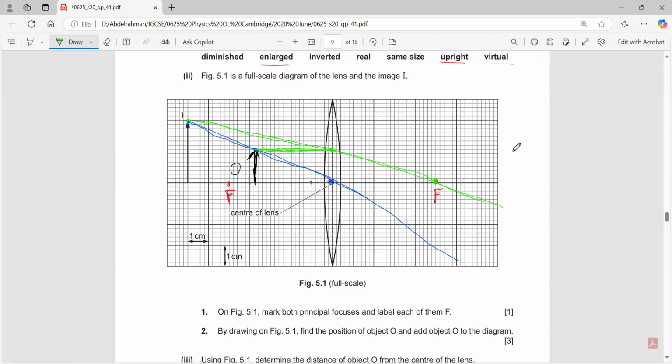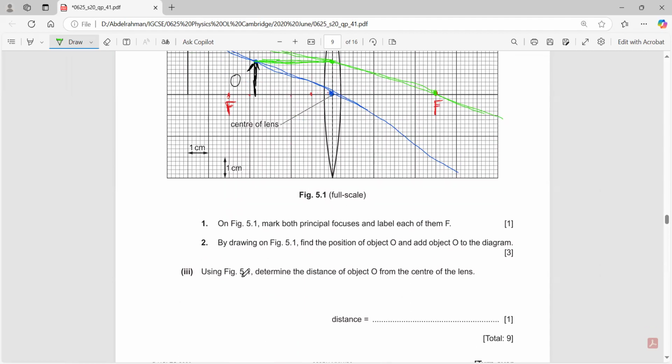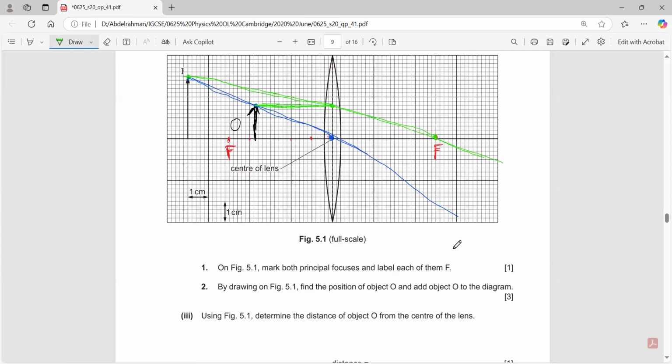Definitely, you're using a ruler, so your drawing might be a bit more accurate than mine. I'm just using my freehand, but you should use your ruler to find the exact position of this object. Because he's saying find the distance from the object to the center of the lens. Using my drawing, it would be around 3.8. Okay, 3.8 is not within the range. The range is around 3 centimeters.